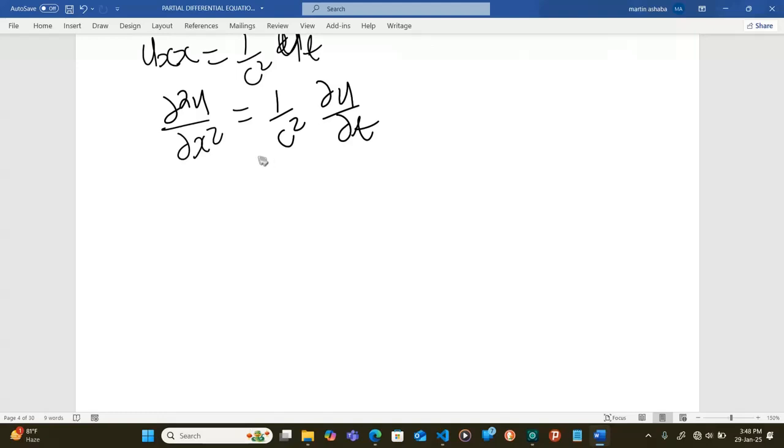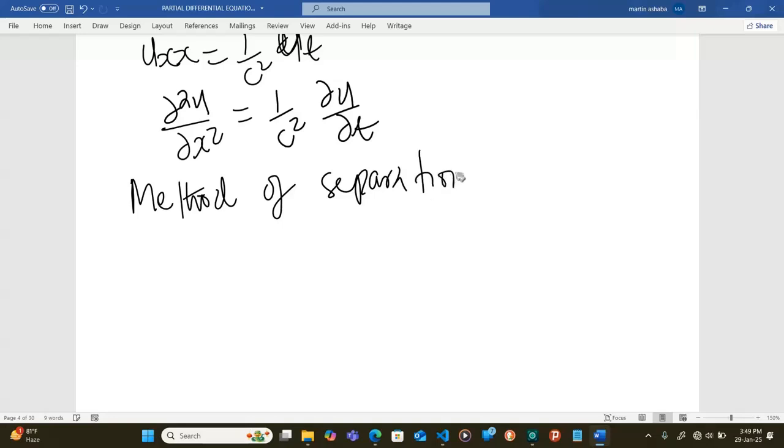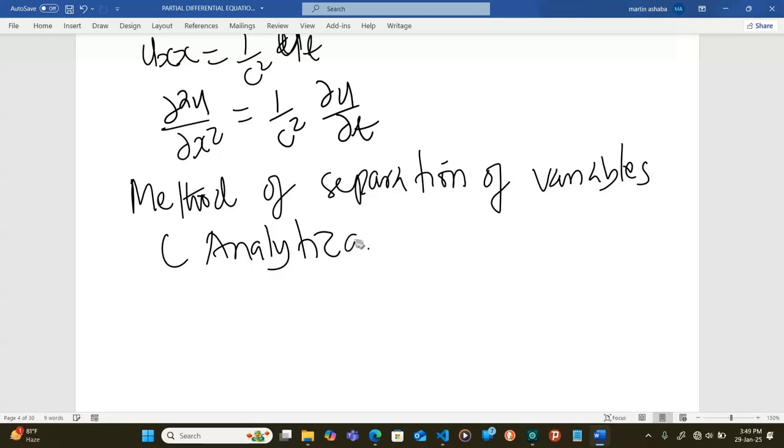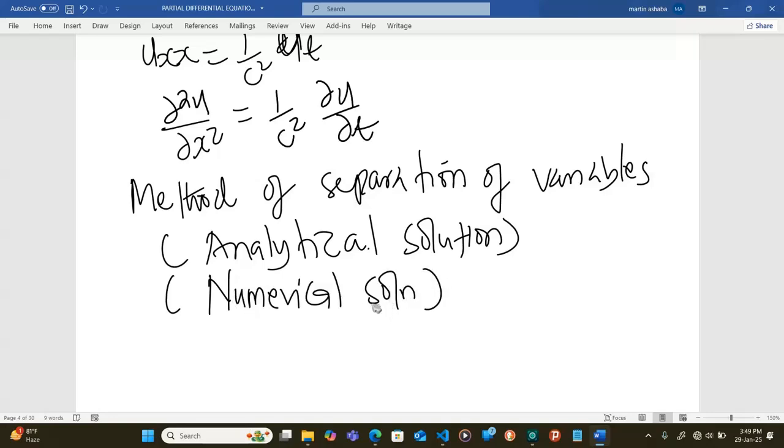So we are going to use the method of separation of variables. This is going to be the method of separation of variables, and we are talking about an analytical solution. So remember, we can have two, one being analytical and another one being numerical. The numerical solution we shall see in the future. The analytical solution by the method of separation of variables is what we are going to discuss right now.